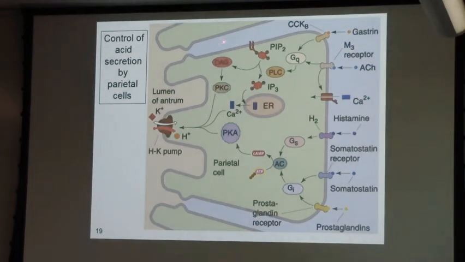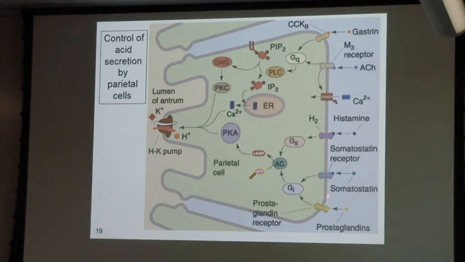This is basolateral, and this is apical. Here are the endoplasmic reticulum vesicles that had a large expression of the proton potassium ATPase. So what we're getting to is SNARE-dependent, calcium-dependent secretion, exocytosis of these vesicles into this membrane to put thousands more of these pumps into the apical membrane.